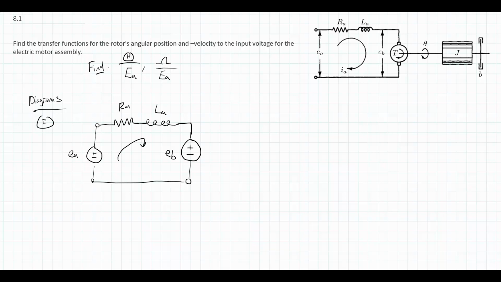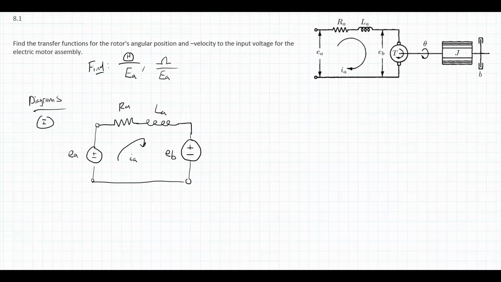And we'll assume that our current IA is going to be clockwise through this. So that's our entire circuit for the electrical side of this. We have a voltage source EA, goes through a resistor, an inductor across a load, and then comes back. So just a single loop there. So we'll be able to get that equation as we go through.